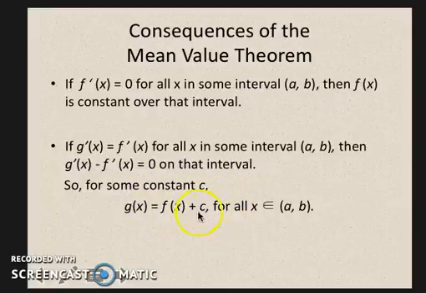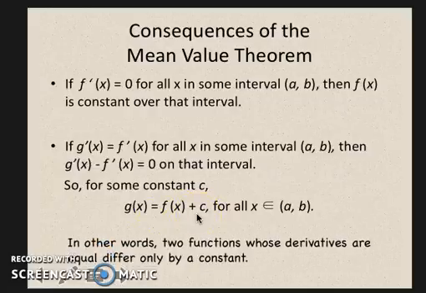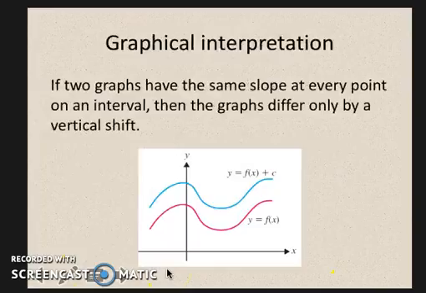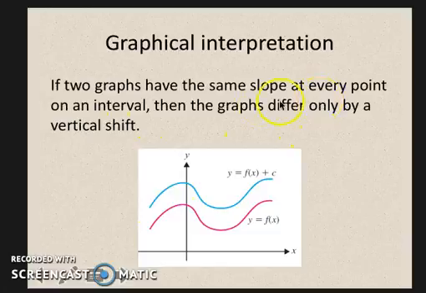So that means there's just a difference of a constant between them. What does that tell you? That g(x) equals f(x) plus c, that means there is just a vertical shift. Two functions whose derivatives are equal differ only by a constant, or you can say that they differ only by a vertical shift. If two graphs have the same slope at every point on an interval, then the graphs differ only by a vertical shift.